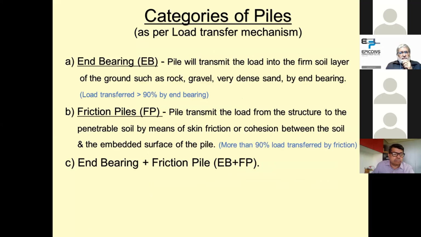Now, as per the methodology of load transfer, we can say there are three types: end bearing piles, friction piles, and end bearing plus friction. A pile which transmits load into a firm soil layer, such as rock, gravel, or dense sand, acts by end bearing action. If 90% or more of the load is transferred by end bearing action, we say it is an end bearing pile. If 90% or more is transferred by friction, we call it a friction pile. And most of the time the action is in between, so it is an end bearing plus friction pile. So this is the broad understanding of the types of action, how the load is being transferred.